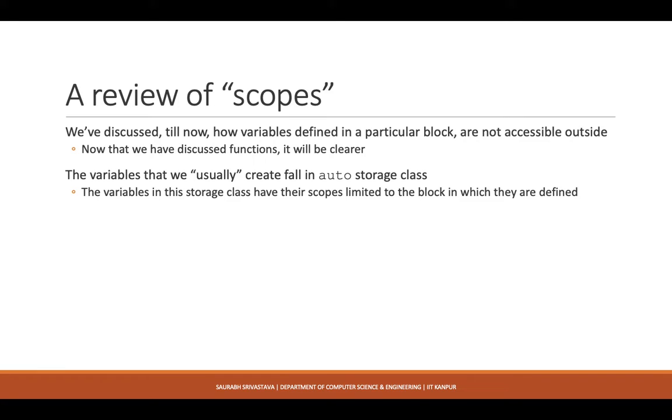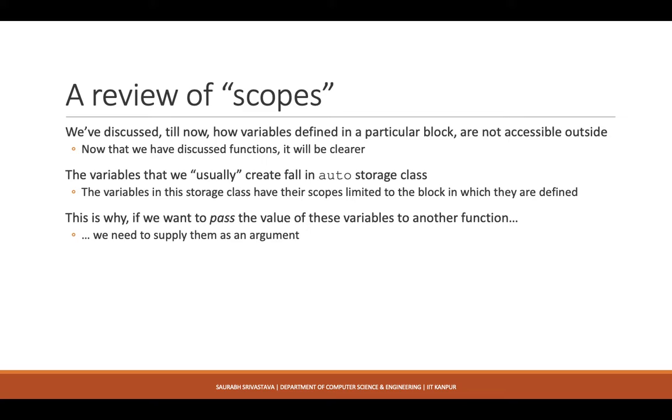So the variables that we've been declaring till now usually fall into a storage class. Okay, the storage class that we have used till now is also known as the auto storage class. Auto stands for automatic. So if you don't give any other storage class, then the class is automatic, and the variables in this storage class have their scopes limited to the block in which they are defined.